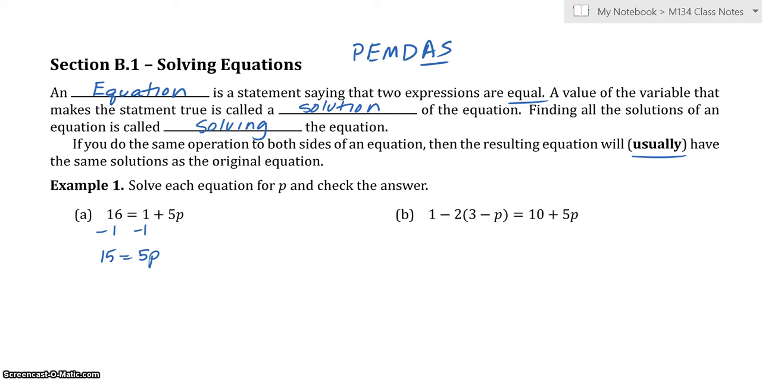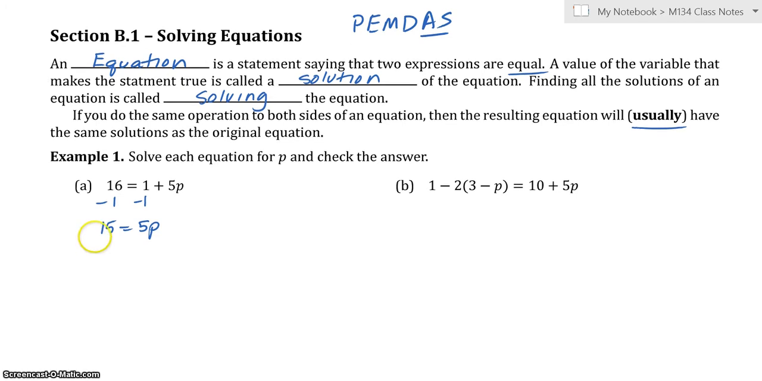Then what I'm going to do is go ahead and solve this equation. This says 15 equals 5 times p. So the opposite now of multiplication is division. And I'm going to do the same thing to both sides. If you do the same operation to both sides of the equation, then the resulting equation will have the same solution as the original, usually. And you get p equals 3.